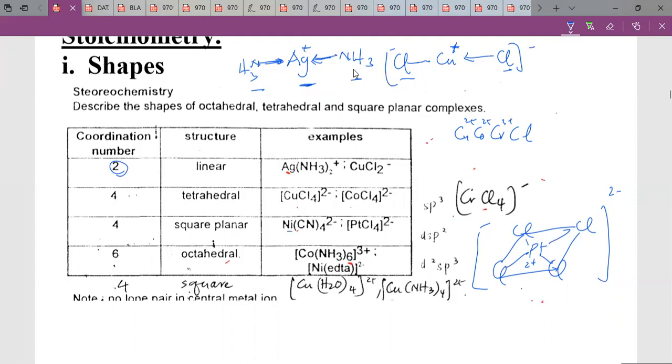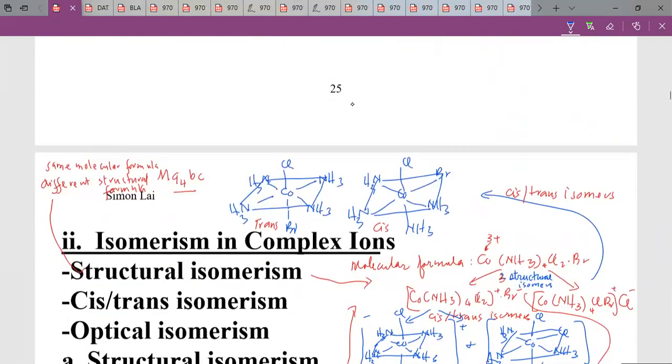Now, this is how square planar looks like. Square planar, the angle here is 90. Of course, if it's tetrahedral, like copper tetrachloride, it will be 109.5. And of course, octahedral with a coordination number of 6, the common one, you can see here. Octahedral you have seen before, is it?